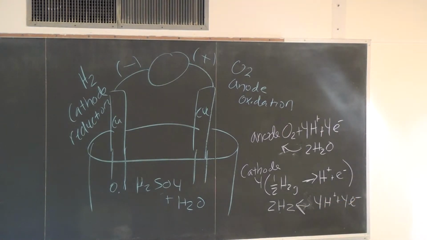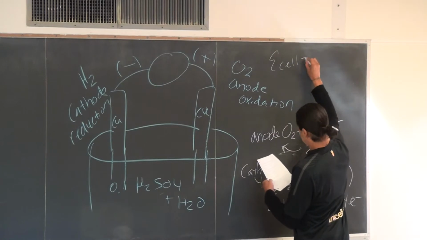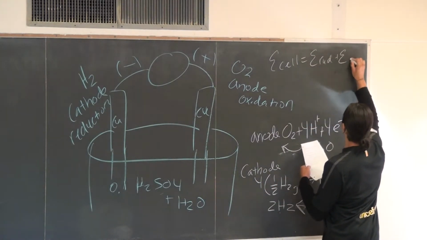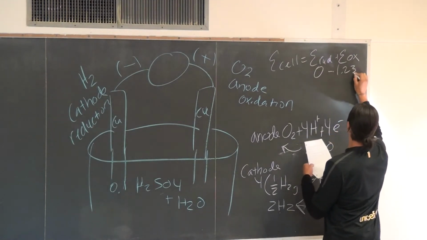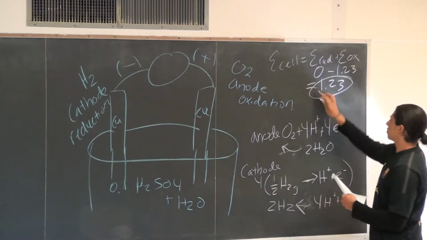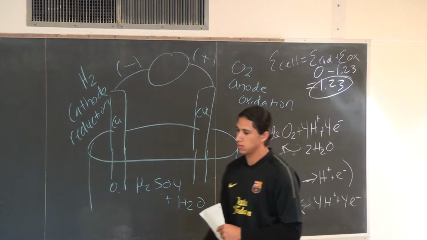Okay, so what is the minimum voltage required to split water? 1.23. And how'd you get that number? It's the E naught thing. So E naught, you use cathode minus anode. Okay, good. Any questions for Stephen?